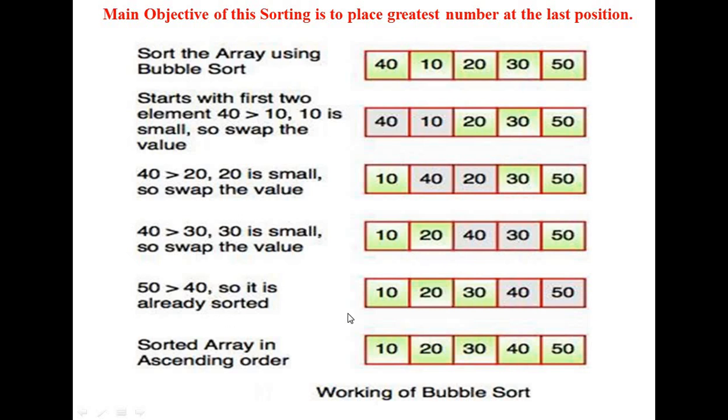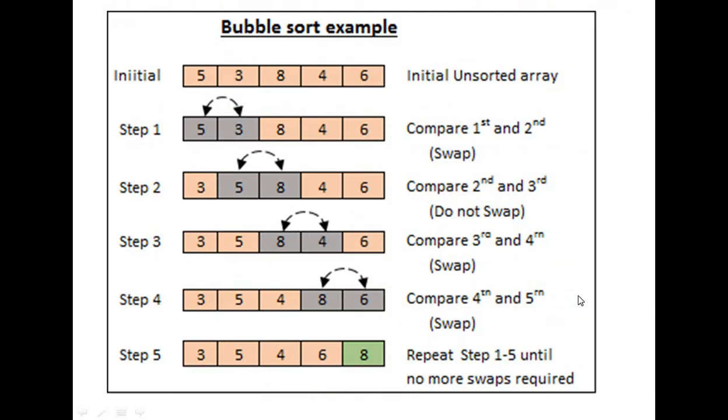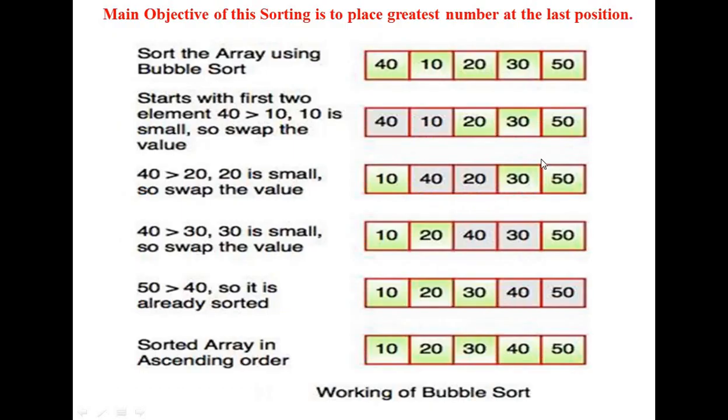Now the next numbers, 40 and 50. Already 50 is greater than 40, so they will not be swapped, because 50 is already at the last position. So this is the procedure, and in this procedure we place the greatest number at the last position.